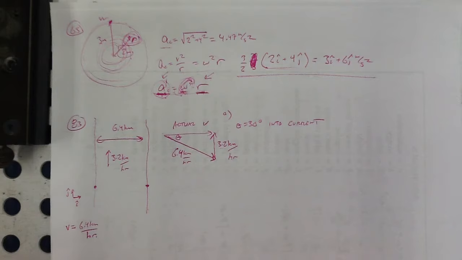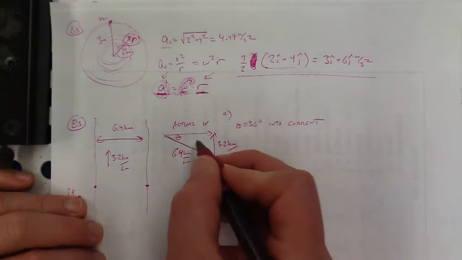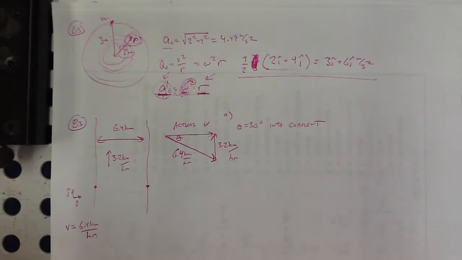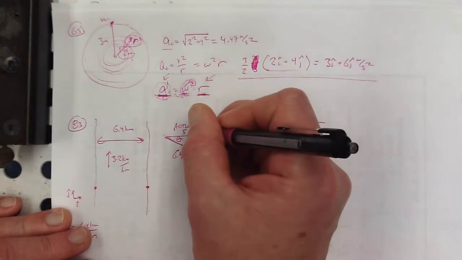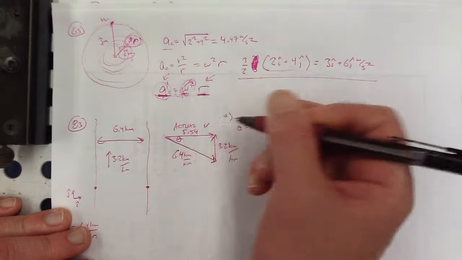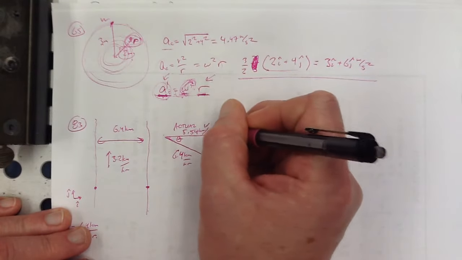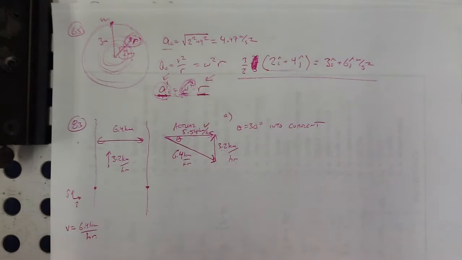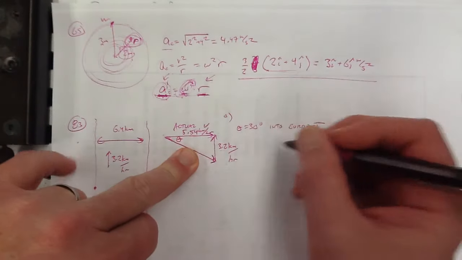B, how long is it going to take her to do that? Well, I would have to figure out her actual velocity here, which is the square root of 6.4 squared minus 3.2 squared. And this is 5.54 kilometers per hour, which is going to be her speed relative to an observer on the shore. And so she's going to do that.